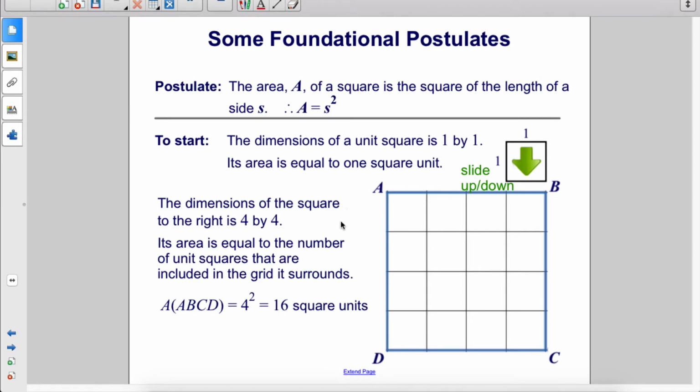The dimensions of the square to the right is 4 by 4. Its area is equal to the number of unit squares that are included in the grid it surrounds. So the area of square ABCD equals 4 squared, which is 16 square units. So here we see a unit square. See 1, 2, 3, 4 going down like that.